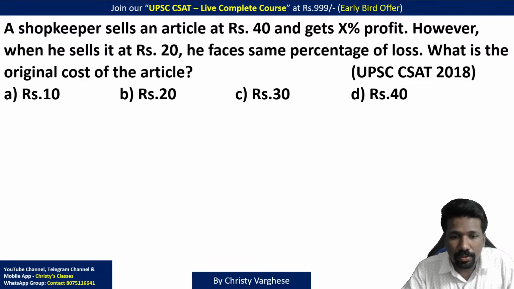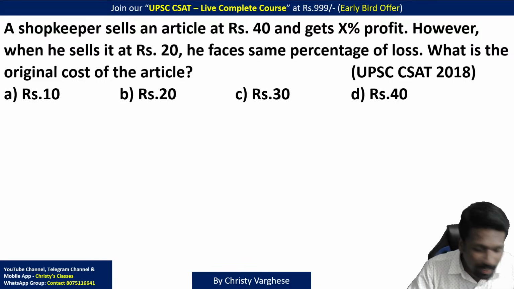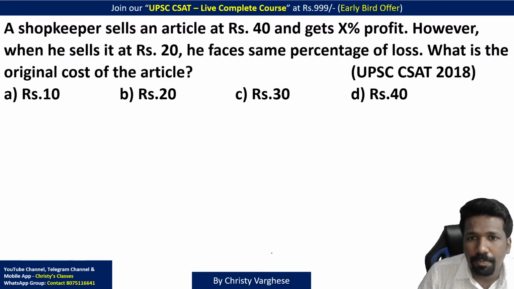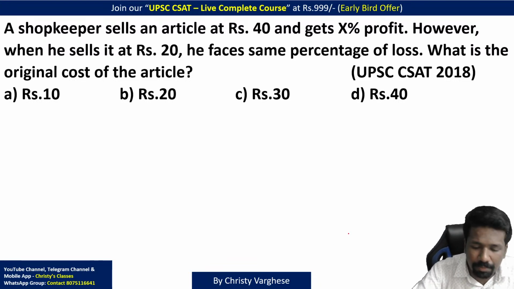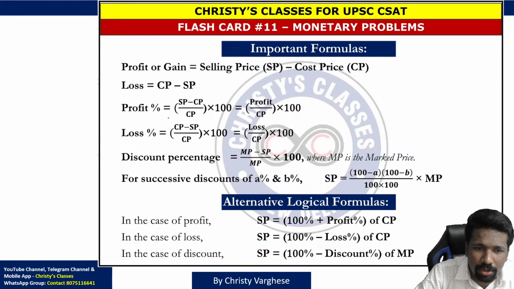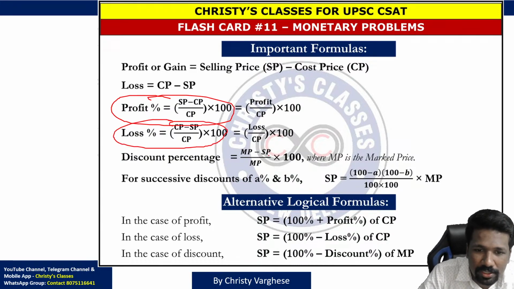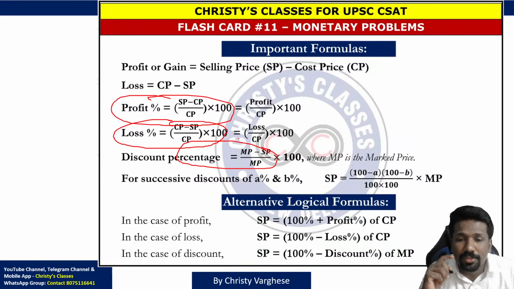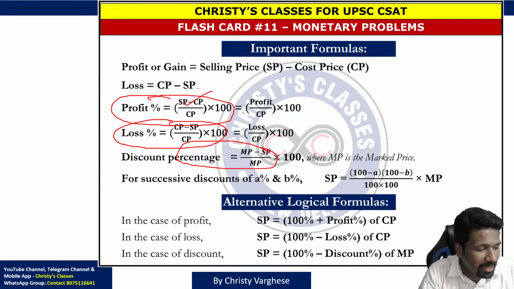Okay. So, some of you got an answer. Let's see whether it is correct. A shopkeeper sells an article at rupees 40 and gets X% profit. So this is a question from the profit, loss, discount chapter. In school you have learned the profit percent formula, loss percent formula, discount percent formula, etc. But if you are going to do this question using the mathematical direct method, using these formulas, that is very time consuming.